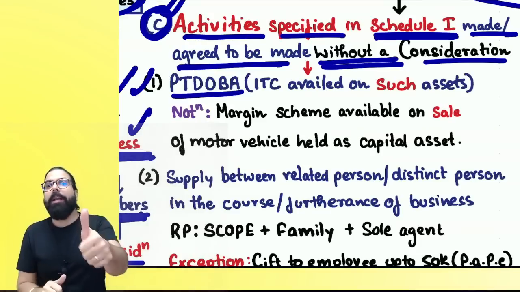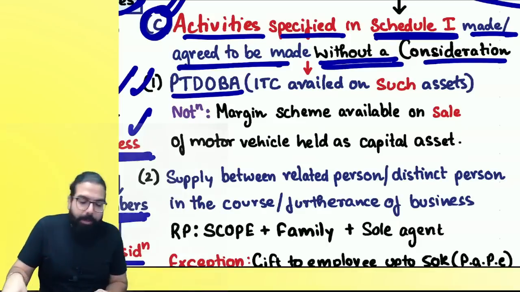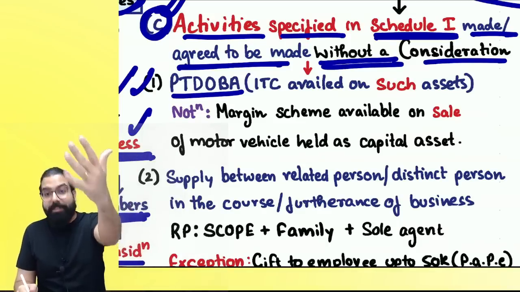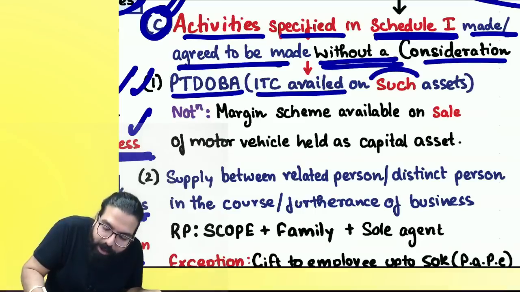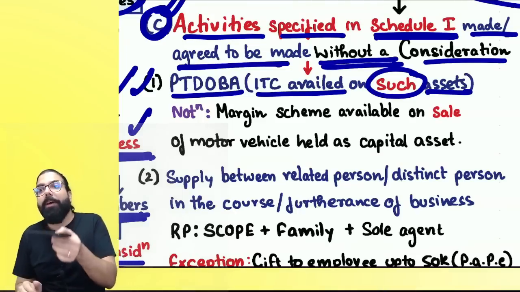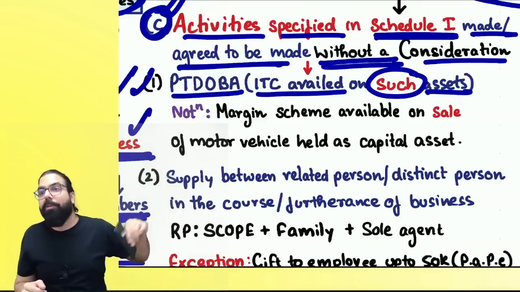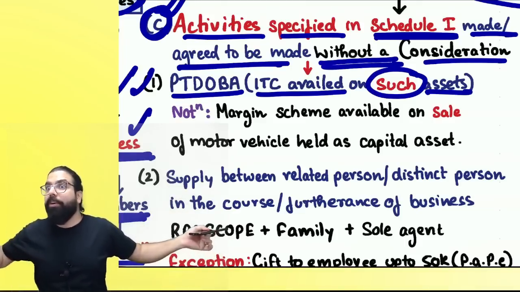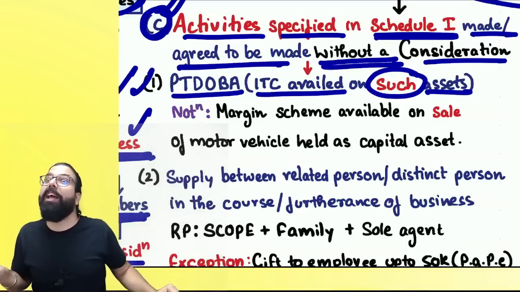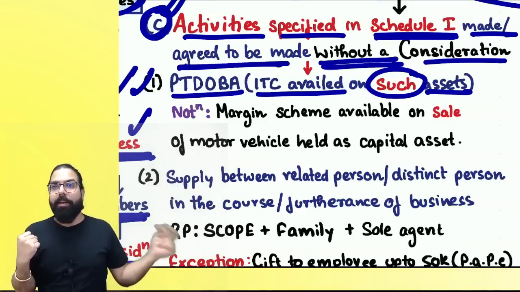Okay, everyone. Permanent transfer or disposal of business asset where ITC has been availed on such asset. For example, I went ahead and bought a mobile phone, took the ITC on the mobile phone, and permanently transferred the mobile phone. I gave it for charity without consideration. I bought a mobile phone, took the ITC, gave the mobile phone.